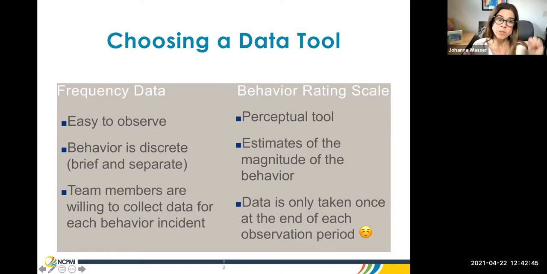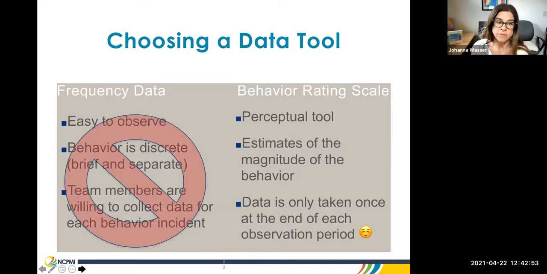Okay, so in your manual, you're going to see two different forms. You're going to see a frequency data form, and you're going to see what's called a behavior rating scale form. We recommend that you use the behavior rating scale form. This is an adaptation that we're making in the revision, that we're going to focus on teaching this behavior rating scale. With that said, it doesn't mean you cannot use the frequency data tool.